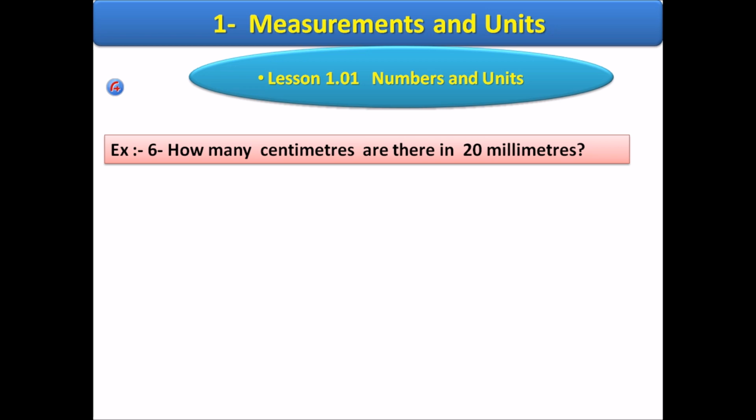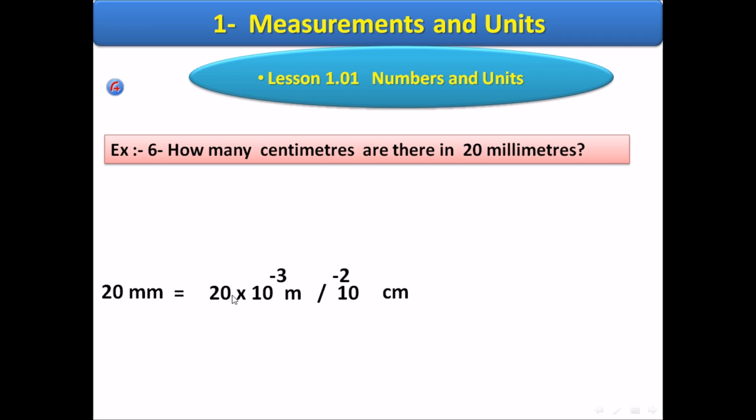Now let's move to the hardest one. How many centimeters are there in 20 millimeters? In this example, we have 20 millimeters and we want to convert it to centimeters. So at first we have to remove milli. The next step, we have to add centi. So we will do two opposite processes. At first we will multiply by the meaning of milli. After that we will divide by the meaning of centi.